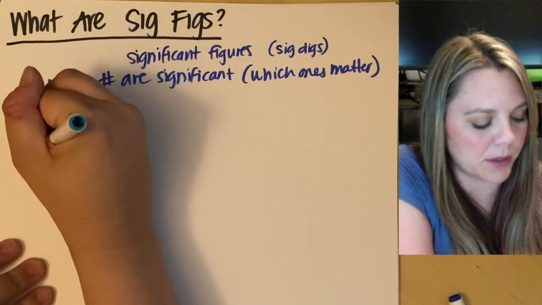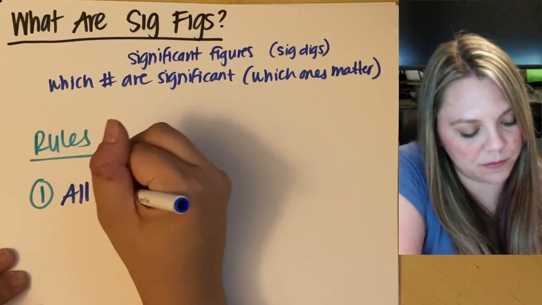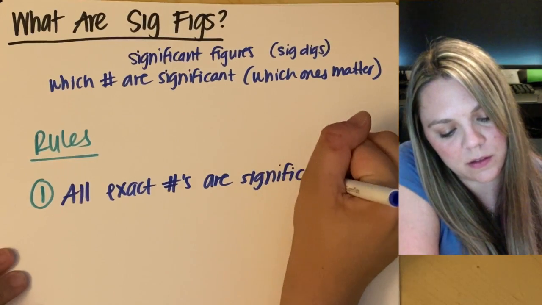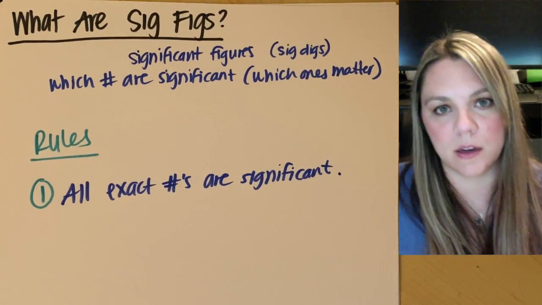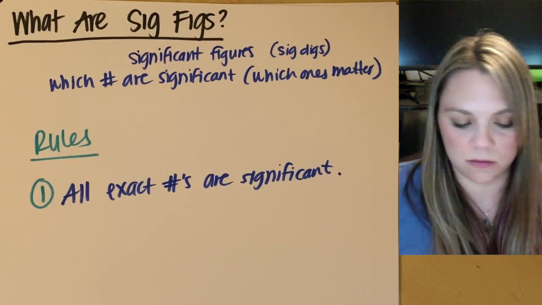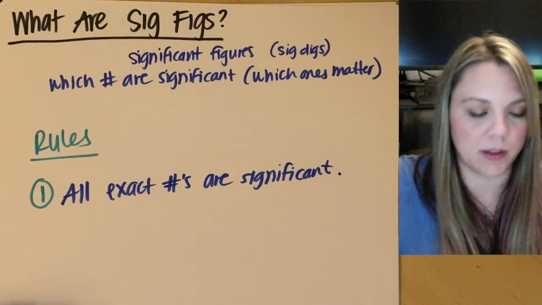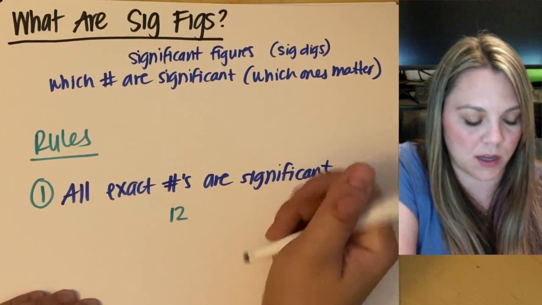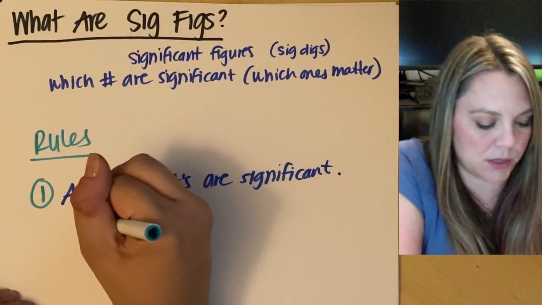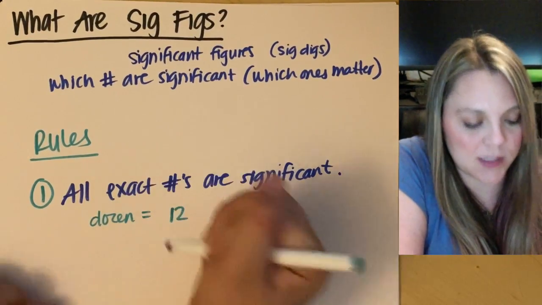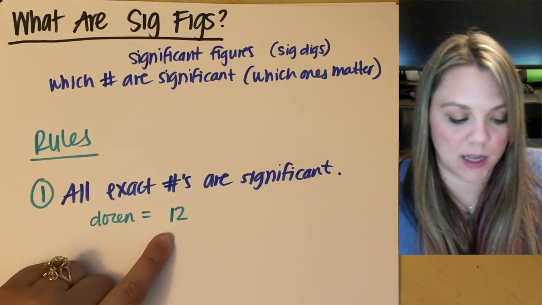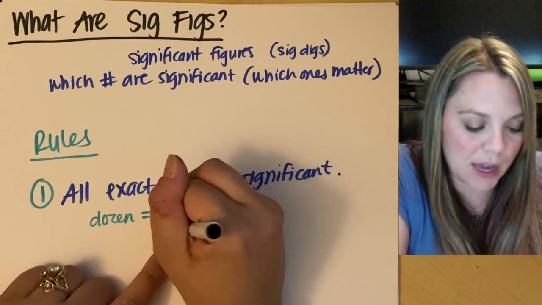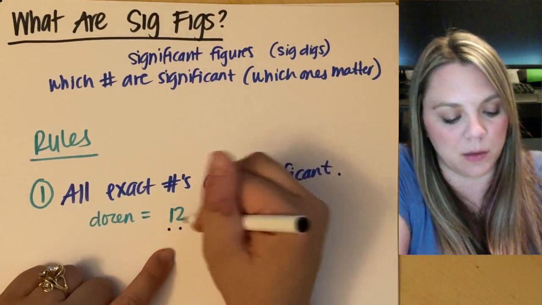So rule number 1. All exact numbers are significant. So that makes it really easy. If you're talking about 1 dozen, the 1 and the 2 are significant. Let's break it down. A dozen is 12, and a dozen is an exact number. So the 1 is a significant figure and the 2 is a significant figure. They are both significant figures.